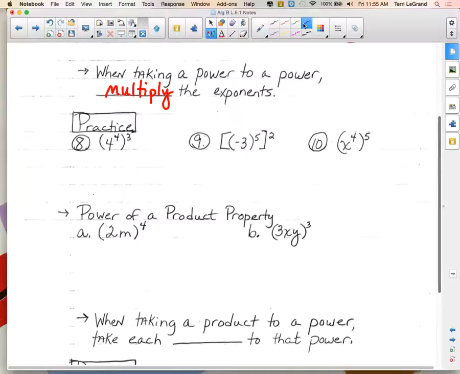We have a power to a power. 4 to the 4th power is being raised to the third power. That's where the power to a power comes from. When you say it, you say 4 to the 4th power raised to the 3rd power. So we're going to do 4 to the 4 times 3 power. And what is 4 times 3? 12. Yeah, so it's 4 to the 12th power. That's how we show our work for those. Okay.